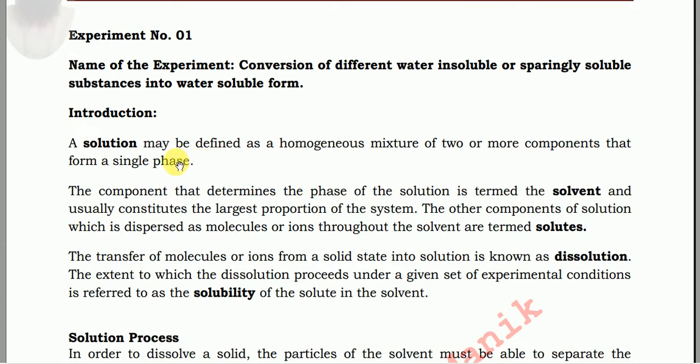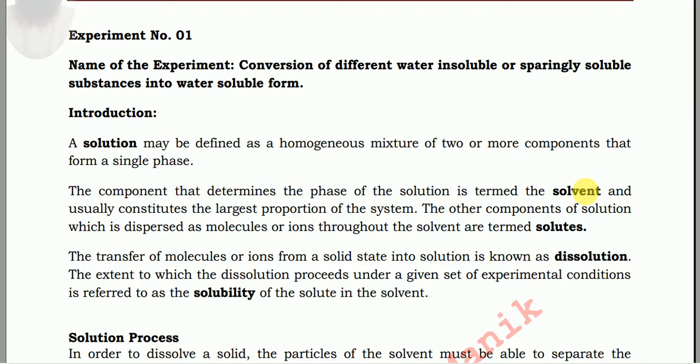Whenever a solution is produced, it will basically have two parts. One part is regarded as solvent, and another part is regarded as solute. In the solution, the component that determines the phase of the solution is known as solvent, and it is generally present in a larger amount and contains the solute. The solute is the other component of the solution, which is distributed throughout the solvent. So a solution has two parts: number 1 is solvent, number 2 is solute. Solvent is the largest portion of the solution that determines the phase of the solution.